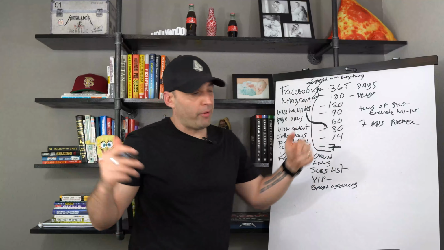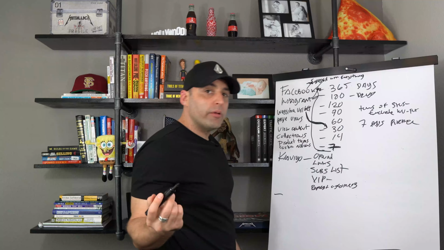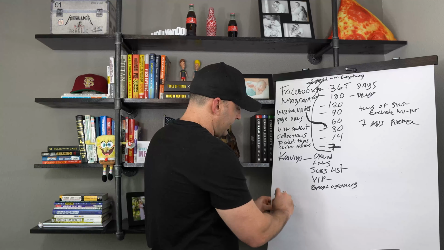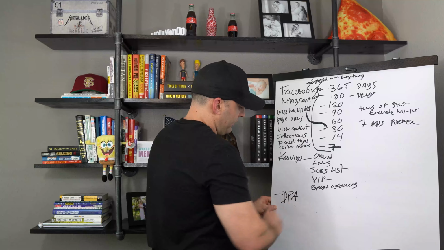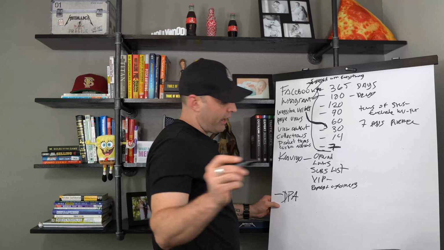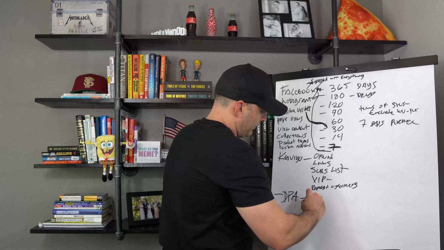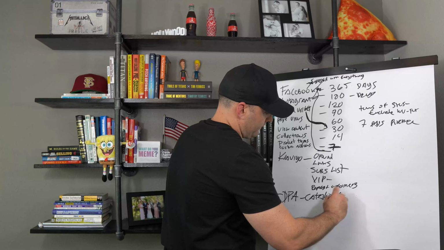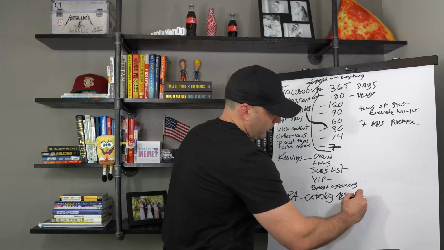Now we got our bottom of the funnel, right? So what's our bottom of the funnel? You should know this by now if you've been watching this channel for a while. It's gonna be our DPA, what does that stand for? Dynamic Product Ads, Catalog Ads. Yeah, or as I like to call them, old school carousel.